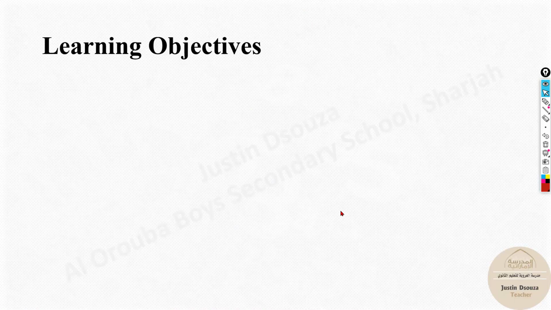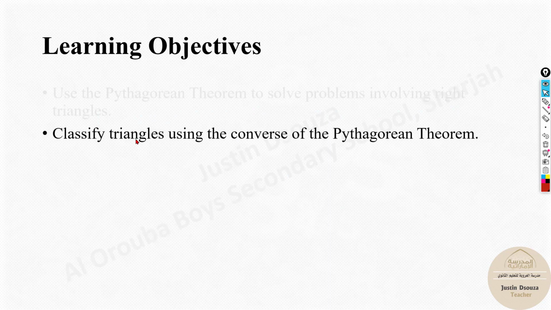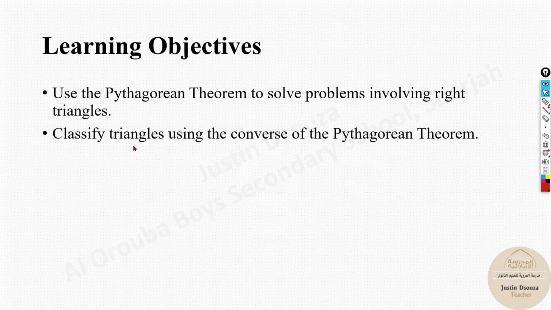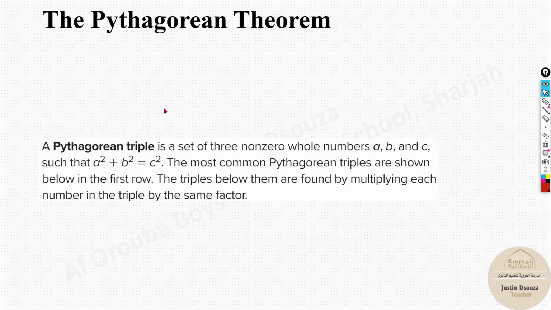We will look into the learning objectives. They are to use the Pythagorean theorem to solve problems involving right triangles, and to classify triangles using the converse of the Pythagorean theorem. We can find what type of triangle it is, whether it's acute, obtuse, or right angled, from the Pythagoras theorem as well. That's the converse of it. We will look into both of these in this lesson. And the keyword is only one: Pythagorean triple.